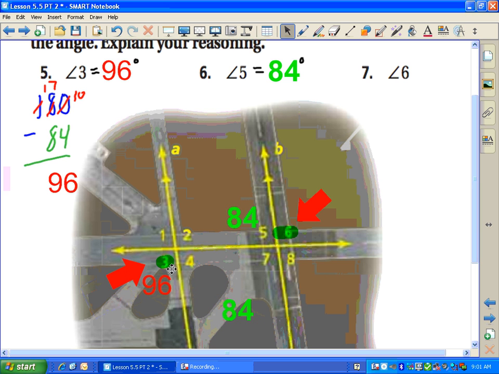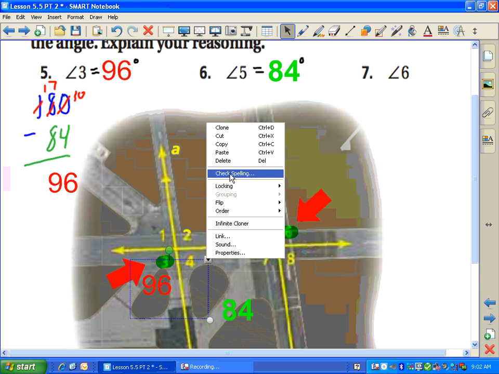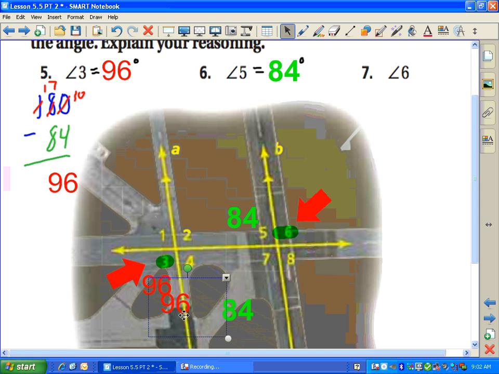I'm thinking that angle 3 and angle 6 are on the outside of my parallel lines. So since they're on the outside of my parallel lines, that means they are exterior angles. And they are on opposite sides of the transversal. So that means by definition they are alternate exterior angles. Alternate exterior angles are congruent. So if angle 3 is 96, angle 6 has to be 96 degrees.